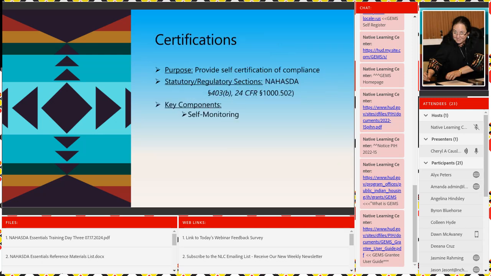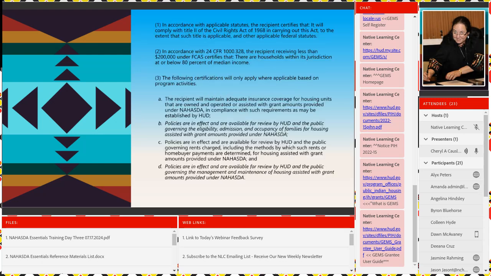Certifications, self-certifications of compliance, and saying that you're going to self-monitor. What did you do? What kind of self-monitoring did you do? What did you discover? So in accordance with statutes, you certify it's going to comply with the Civil Rights Act. That certification about if you receive under $200,000 that you have people that are at or below 80% of median income.